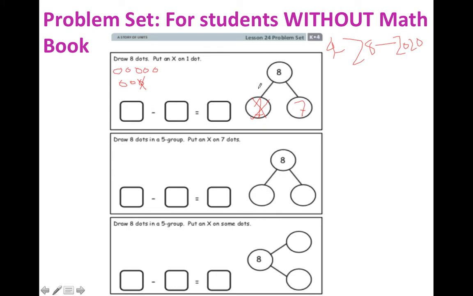Now my number bond has to match my number sentence. My number sentence reads blank minus blank equals blank. I already know that this is going to be my answer because it's right next to the equal sign. So I have 8 as the whole, right? I'm just going to put 8 over here. 8 minus 1 equals, let's see what our answer would be. 8 minus 1 part is 7. So I'm going to put 7. 8 minus 1 equals 7.